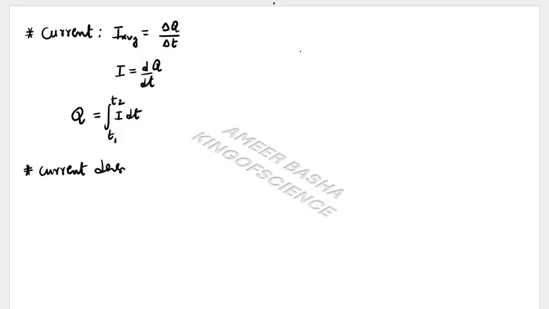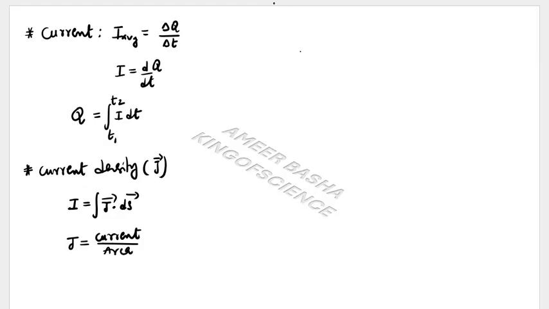Current density, that is J. It is a vector quantity. It is defined such that the current I at any cross section is J dot ds, where ds is the cross-sectional area. So J is formally simply current per unit area.